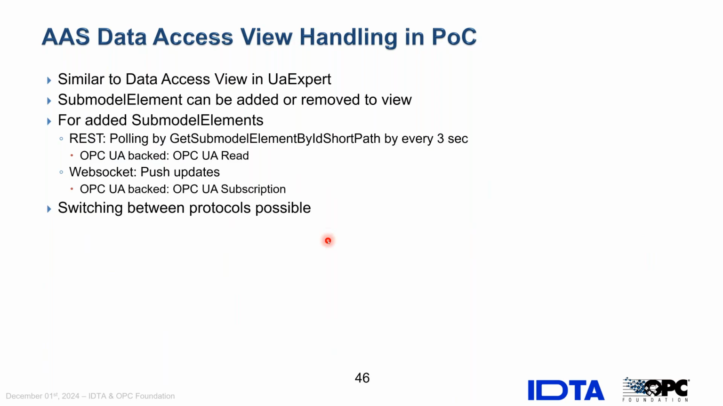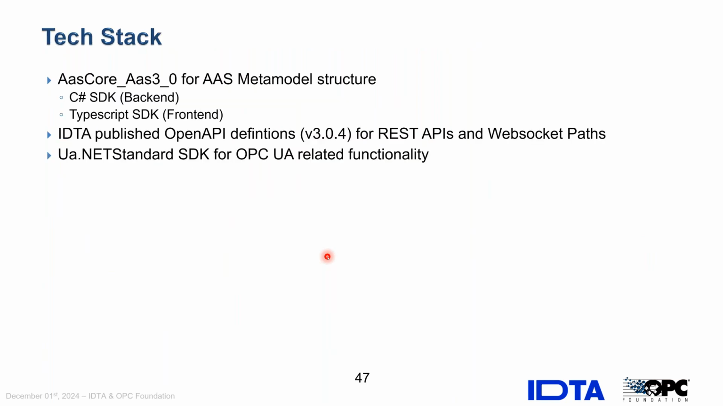I would also like to mention here that once the submodel element has been added to this data access view, it is still possible to switch between the protocols such as REST and WebSocket. So if we switch to WebSocket, the subscription gets enabled, and if we switch back to REST, then the polling mechanism is enabled. So this is how the data access view is working, and we will see this in detail when we come to the demonstration part. So this was all about the different features and functionalities that we have in the POC.